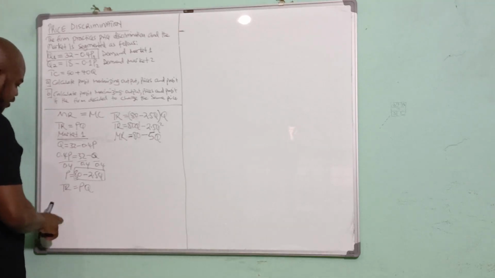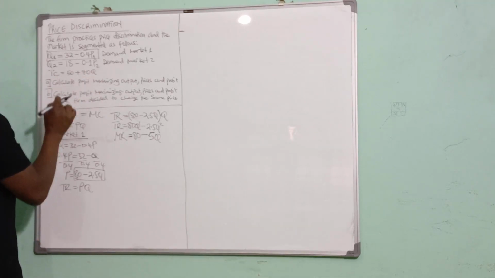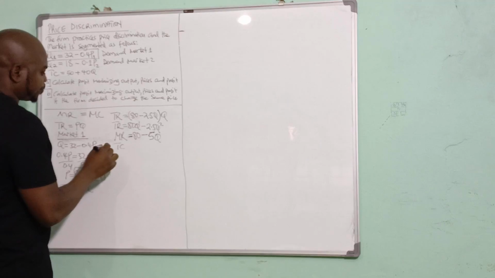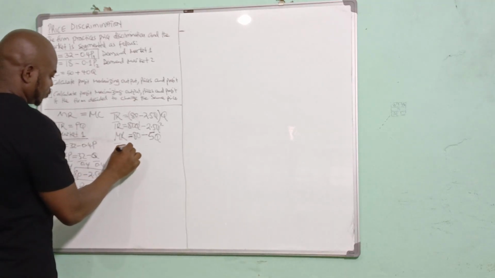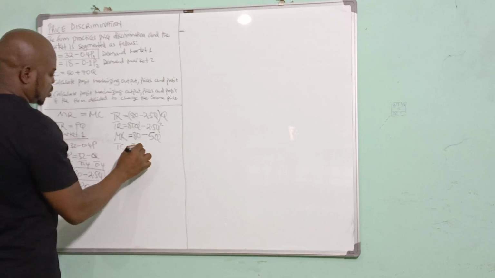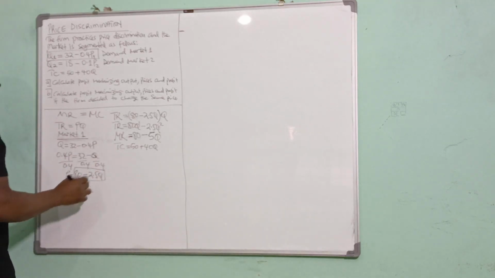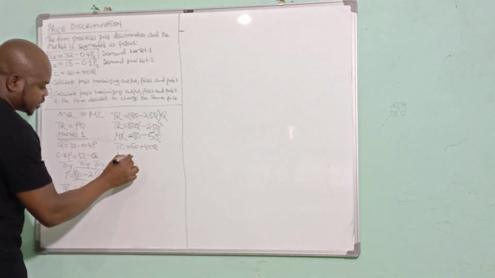And then the total cost, where is the total cost function? The total cost function is here. From there, I want the marginal cost. Okay? So this is the total cost. From this total cost, I can find the marginal cost.